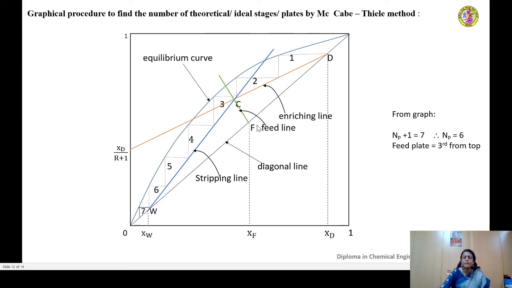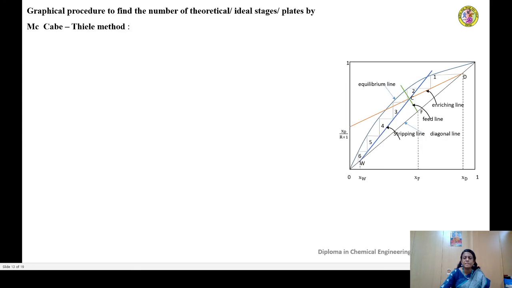If you want to locate the position of the feed plate from this procedure, see whichever step is crossing point C. Here, this is the first step, this is the second, and this is the third step. You can see that the third step is the one which is crossing the point C where all the operating lines are coinciding. That third plate is the feed plate, meaning the feed will enter the distillation column exactly at the third plate from the top of the column. So this is what is known as the graphical procedure to find the number of theoretical or ideal stages.